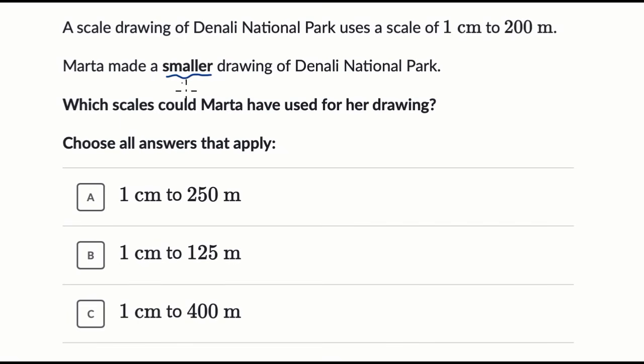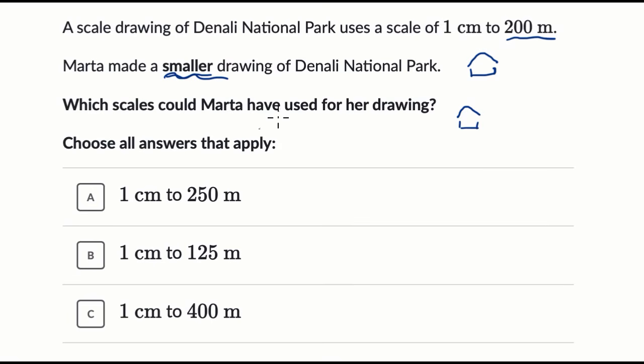Okay, so if her drawing is smaller, then that means a smaller distance is going to represent, say, 200 meters. One way to think about it, if in this original drawing, this is 1 centimeter, and if it represents 200 meters, maybe that could be a hill like that. Well, now you're going to draw it smaller. So maybe a half a centimeter would represent that same 200 meters.